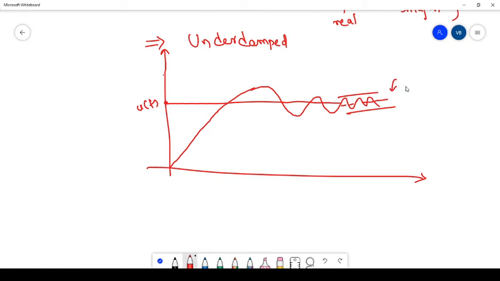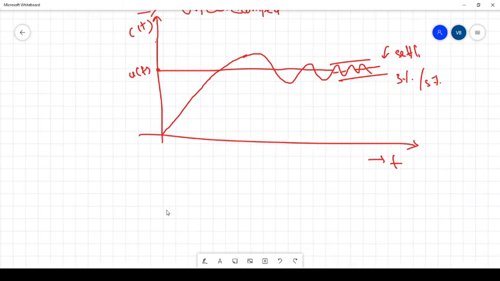Okay, this is a settling band, either 3% or 5% tolerance. So this is output C of t, at time t. This is the output C of t. This is my actual input we are going to apply. So this is about the condition whenever 0 is less than zeta less than 1. So what is the next condition?